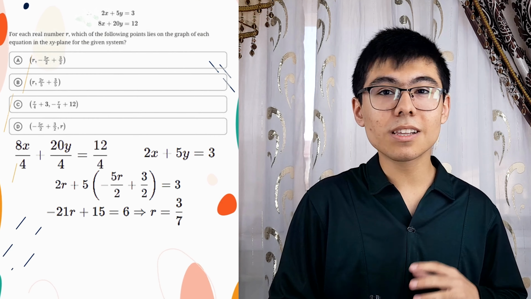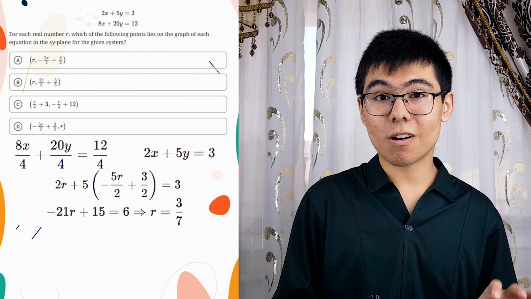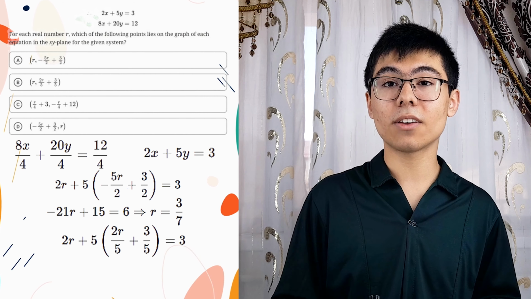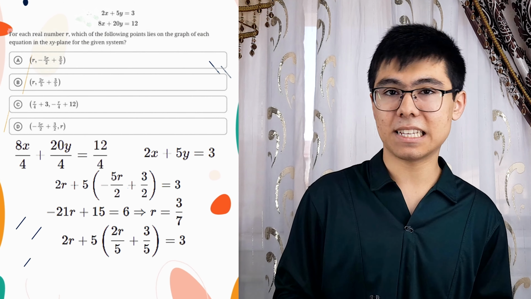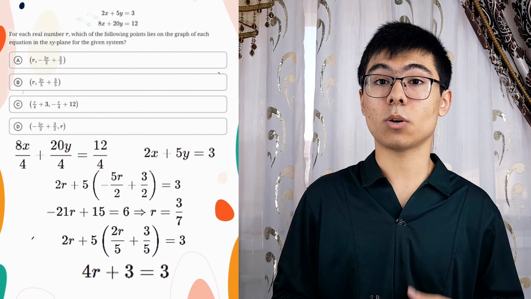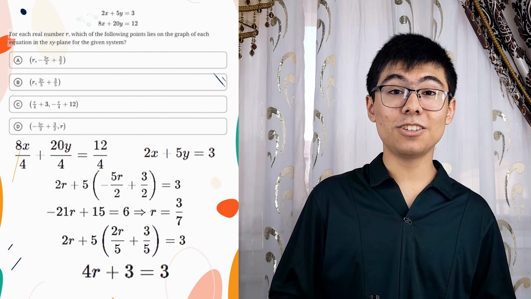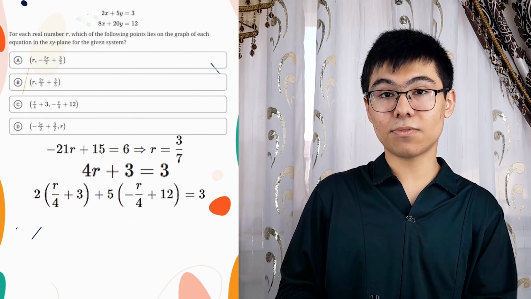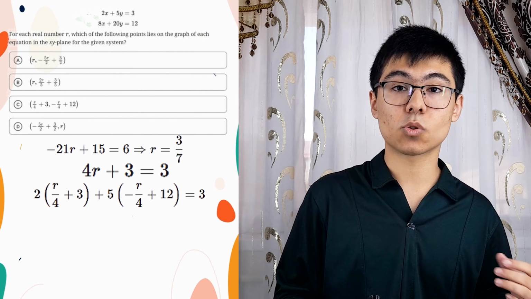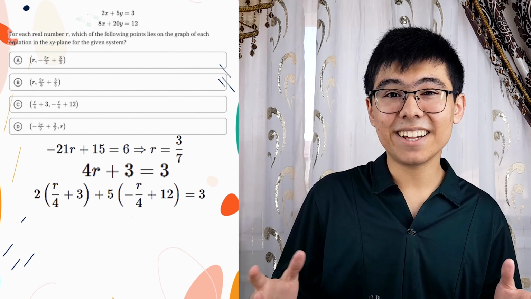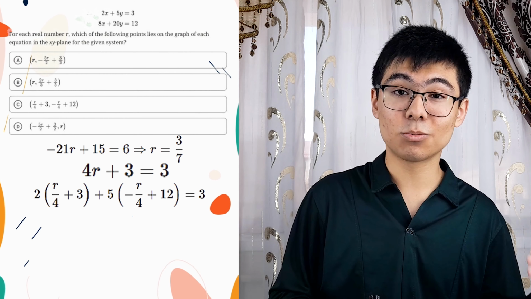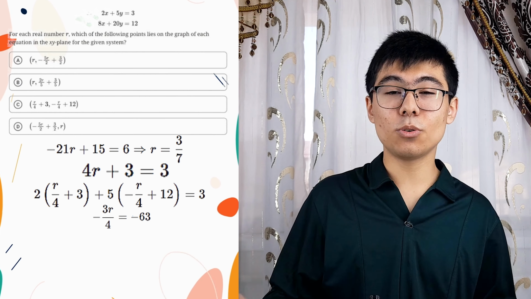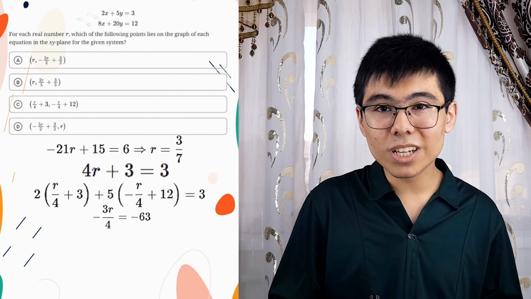Option B. This one looks a little friendlier to work with. 2r plus 5 multiplied by 2r over 5 plus 3 over 5 equals 3. When we expand and simplify, we find that 4r plus 3 equals 3, which means that r equals 0. For option C, 2 multiplied by r over 4 plus 3 plus 5 multiplied by minus r over 4 plus 12 equals 13. After a lot of algebra, we end up with minus 3r over 4 equals minus 63. And that gives us a very huge number for r. A bit unwieldy, don't you think?